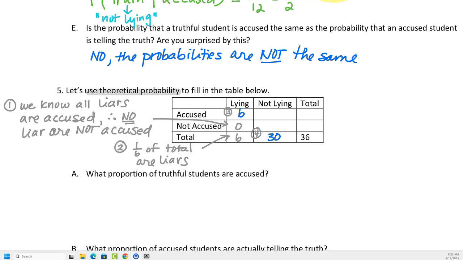Okay, so the next one that we can do is going to be this one here. I'll label this 5. I'll put it up here too. So 5. 1/6 of all not liars are accused. Yeah, I can spell liars. There we are.